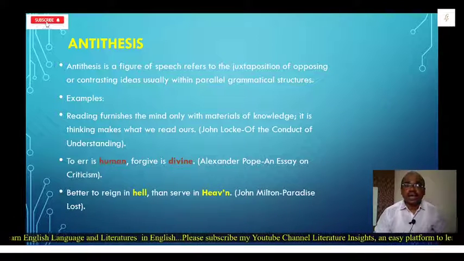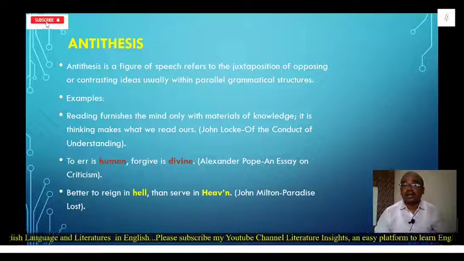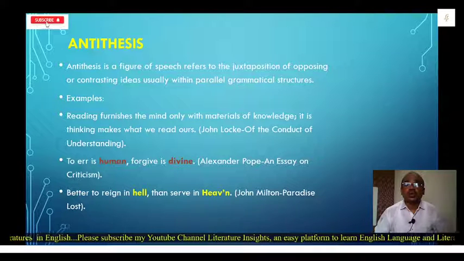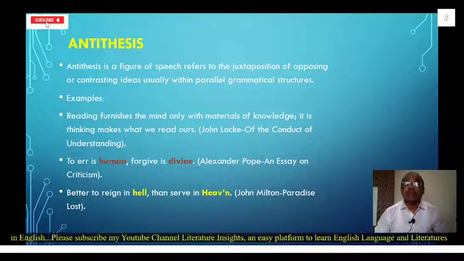Then, "Better to reign in hell than serve in heaven." This line is taken from John Milton's Paradise Lost. In this sentence we can find the two opposite or contrasting ideas or words, hell and heaven.